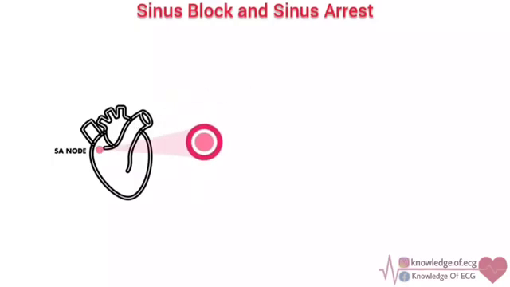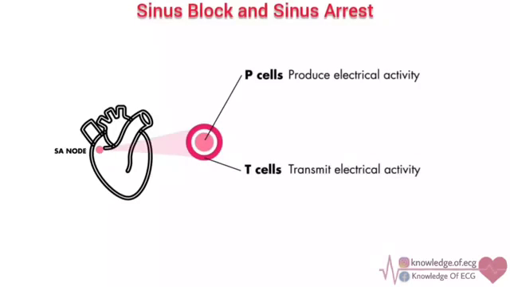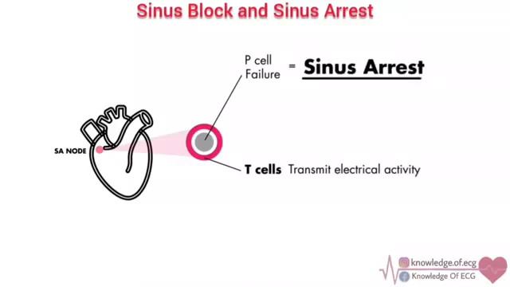It would be helpful to know that the SA node is made up of core cells, which produce electrical activity, called P cells, and outer transition cells, called T cells, that help transmit sinus impulses out of the right atrium. Failure of the P cells would lead to failure of the SA node to produce electrical activity, and as a result, lead to sinus arrest.